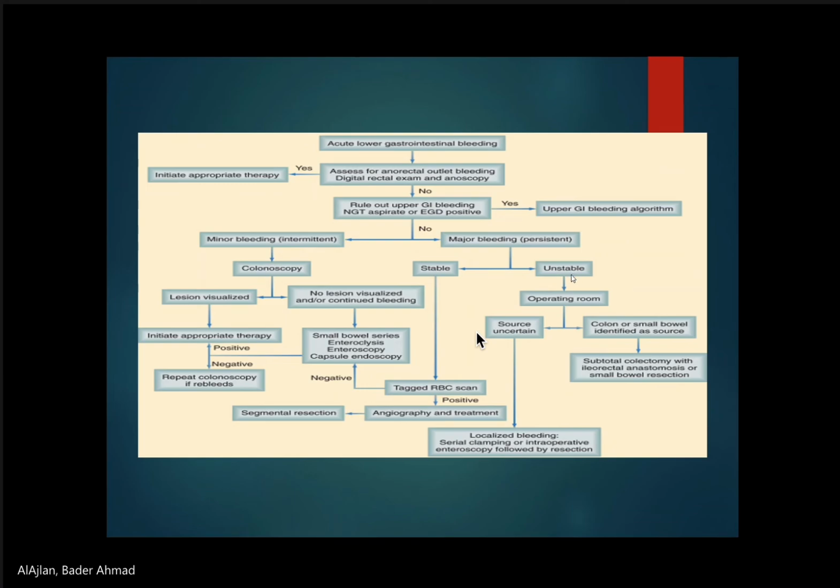Sometimes we do colonoscopies and upper endoscopies and we don't find the cause of this. If all of them are negative and they're still actively bleeding, we might send them for a nuclear scan, or we send them for interventional radiology, or sometimes we do a capsule endoscopy if they are really stable with very minimal loss of blood. Then we might send them a capsule to look if there is any cause for the bleeding.